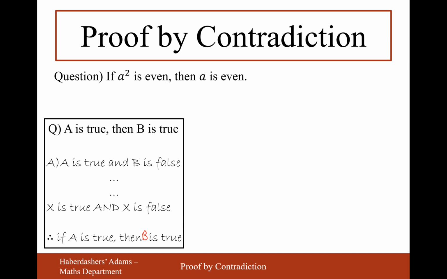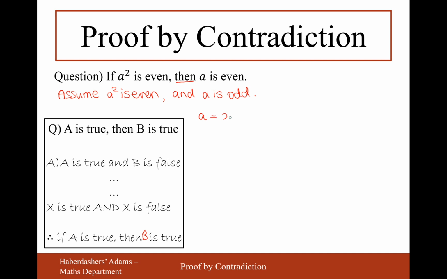So if A squared is even, then A is even as well. So we've got a keyword of then in it, so anything before the word then will keep the same. So we're going to assume A squared is even, and then anything after the word then we're going to reverse. So A is odd. Okay, and we're going to carry on with this statement here that A is odd.